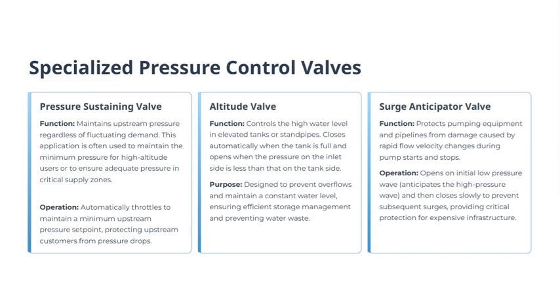This is especially important in supplying high-altitude areas or critical zones where reliable pressure is essential. In summary, these specialized pressure control valves, surge anticipators, altitude valves, and pressure-sustaining valves are crucial for protecting infrastructure, ensuring efficient water storage, and maintaining consistent pressure throughout the system. They work together to enhance the reliability and safety of the entire water distribution network.